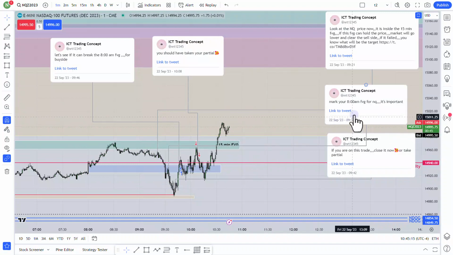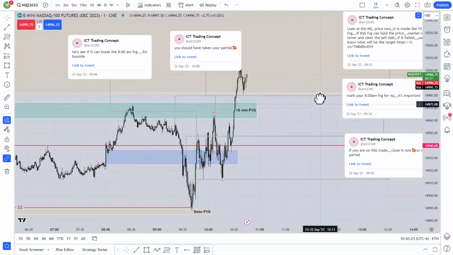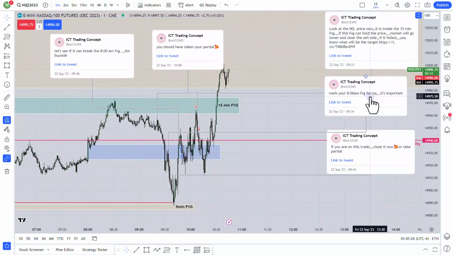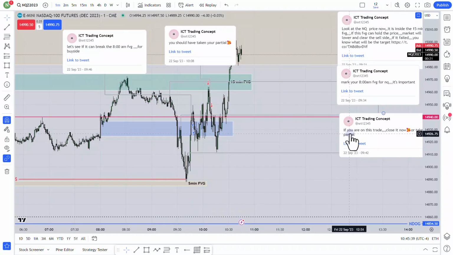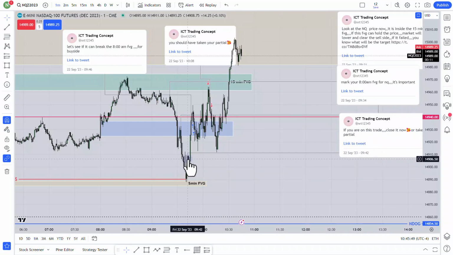Then the next tweet I did at 9:34, just after the 9:30 opening. In that tweet I told you, mark your 8 a.m. fair value gap for Nasdaq. It's important. I was talking about this 1 minute fair value gap, and I tweeted it right here. Then I tweeted, if you were on this trade, close it now or take partial. I tweeted it when it had cleared the sell side liquidity, but for writing that, the next candle was a bull candle a little bit later.